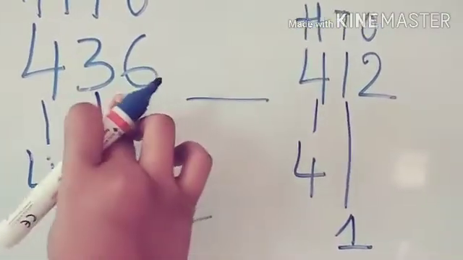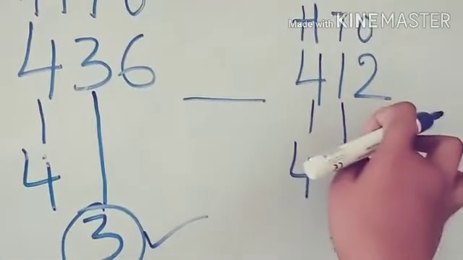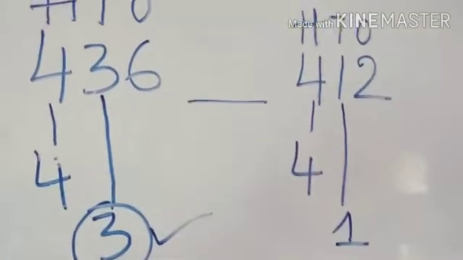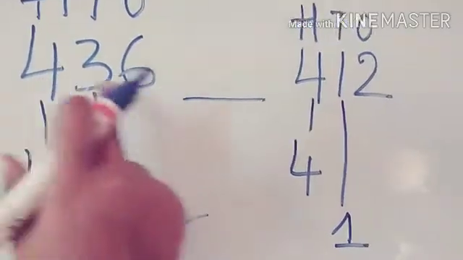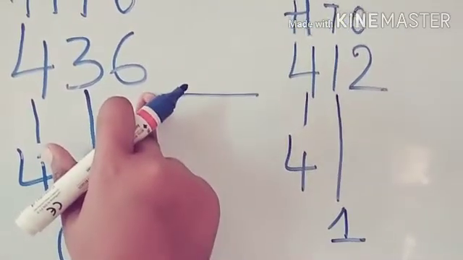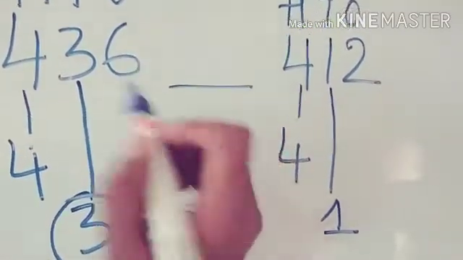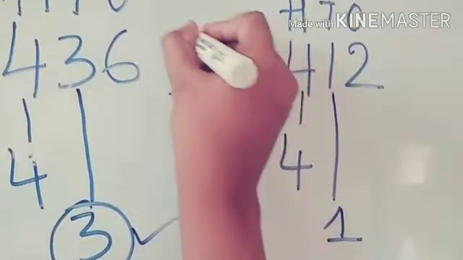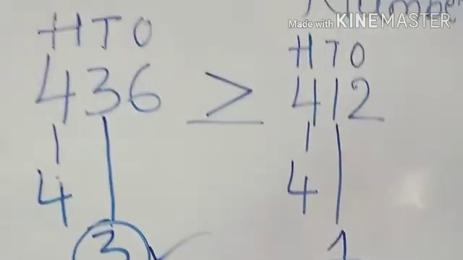This is 436 and this is 412. Now which one is a bigger number? Yes, 436 is a bigger number. So we are going to open the mouth of the crocodile towards the bigger number.